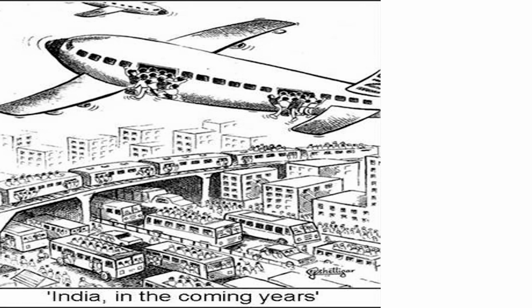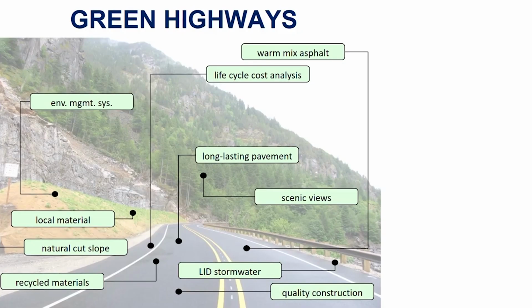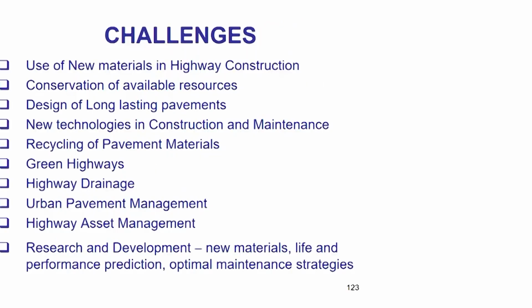Not only the highways, railways and airfields as well. So more and more problems. I am happy that there are more opportunities before you. So what you have learned is that we need green highways because materials are not available. It's time that you talk about new materials in design and construction, how to conserve materials by reducing, reusing and recycling, how to design long-lasting pavements, new technologies in construction like precast construction, recycling the materials, constructing green highways, improving the drainage of the facilities, urban pavement management, void topping, and how to manage the road asset. This is something you have to face in the years to come.